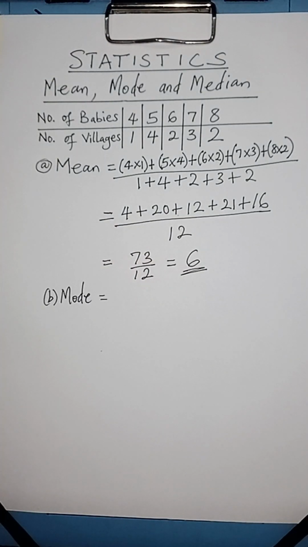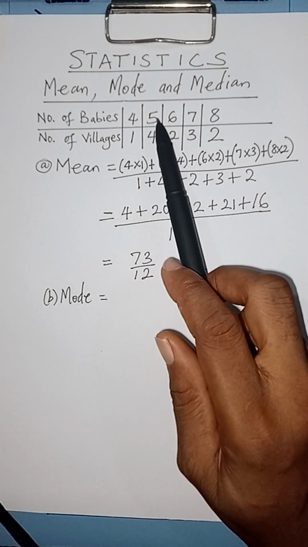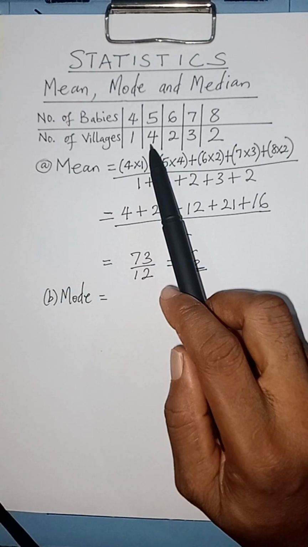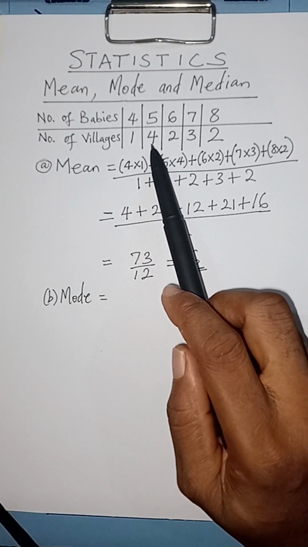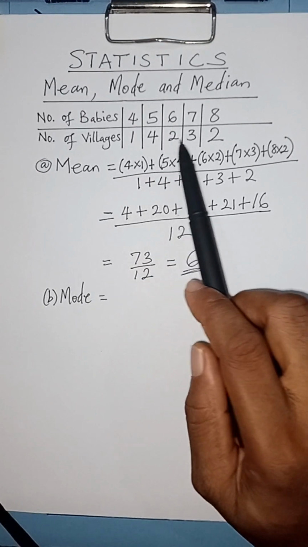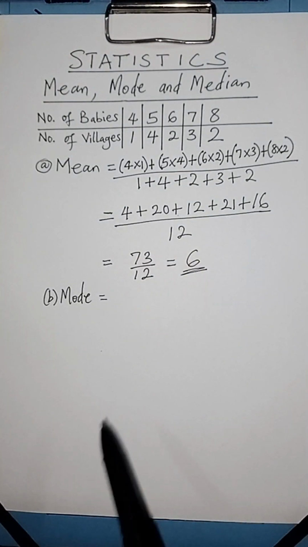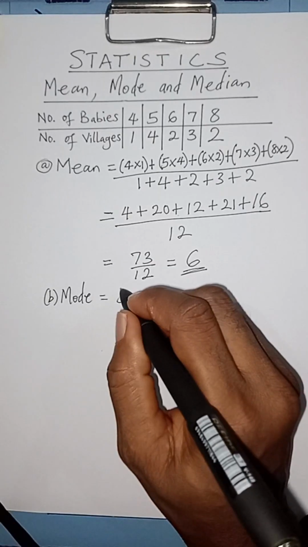Now the next thing is to look for the mode. Now how do you get a mode? The mode is the one with the highest frequency. Now do not forget, in this table, the frequency is the number of villages. So which of the number of babies has the highest frequency? It is 5 babies. The 5 babies has 4 as the frequency, which is the number of villages. And 4 is the highest value of all the values you have here. So in this question, the mode is 5 babies.